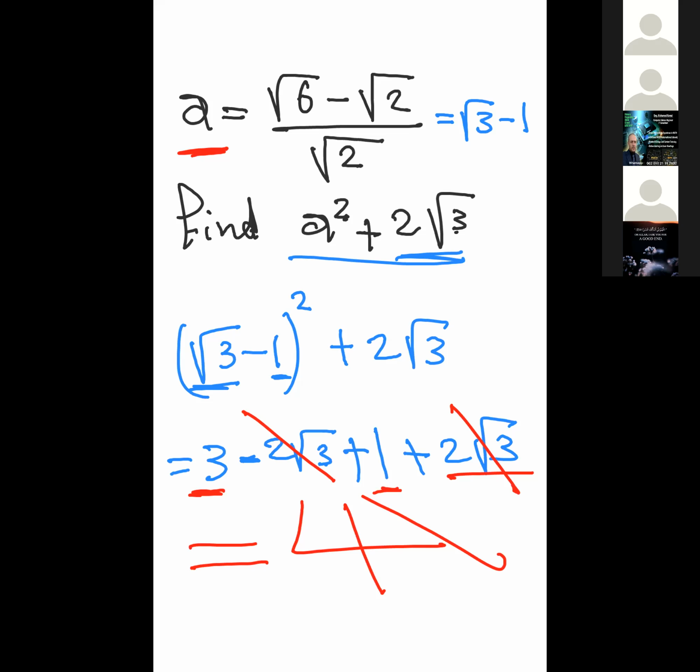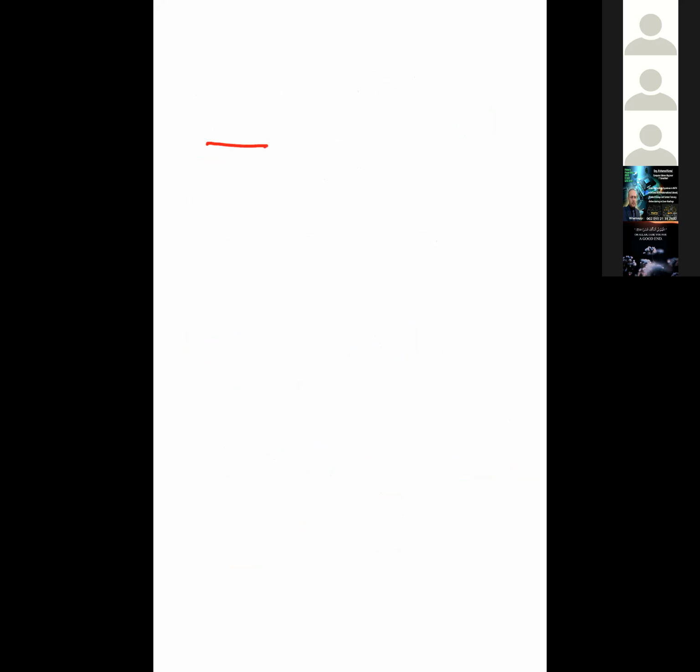Can you repeat the last step, Mister? Last step, you mean this one? Yes, of course. It was square root of 3 minus 1, right? Square root of 3 minus 1 squared.